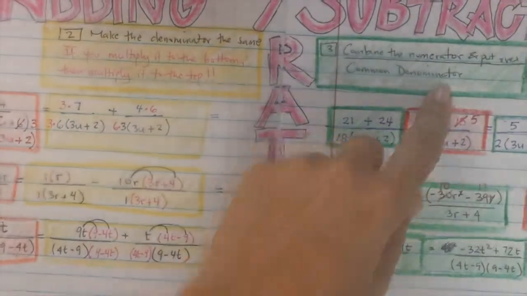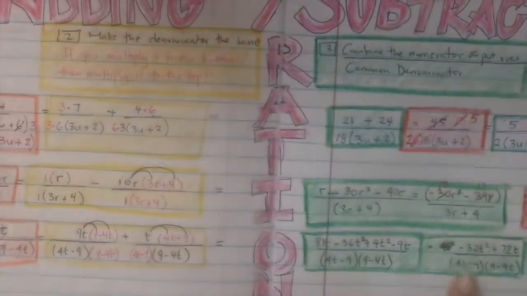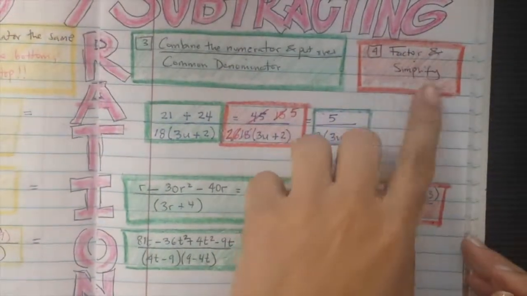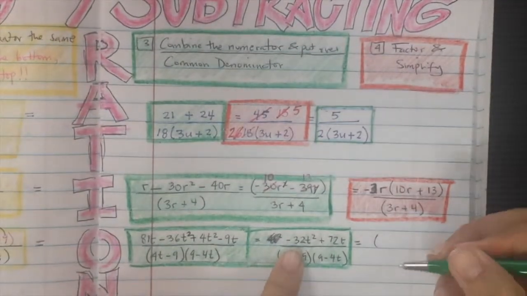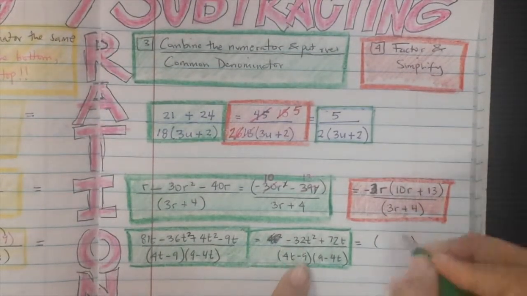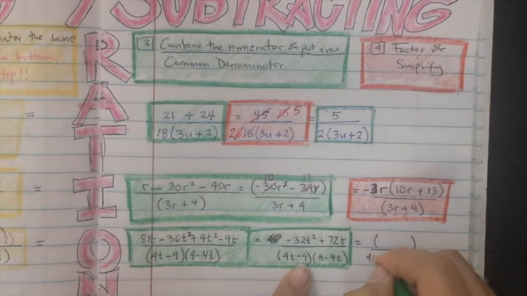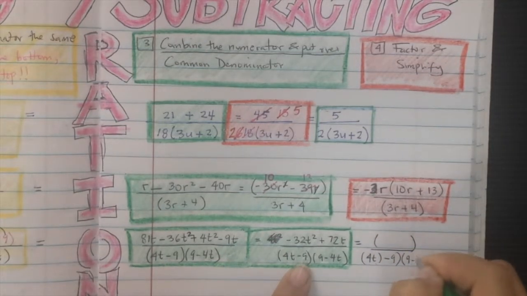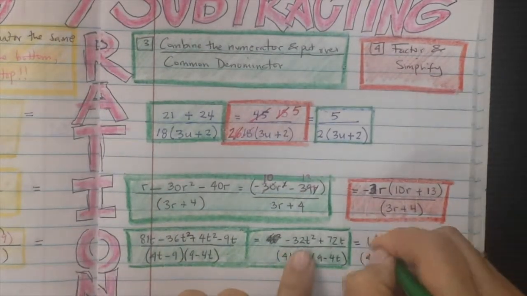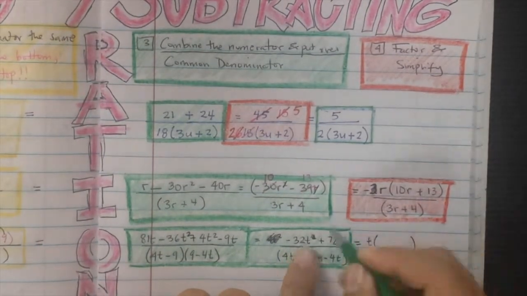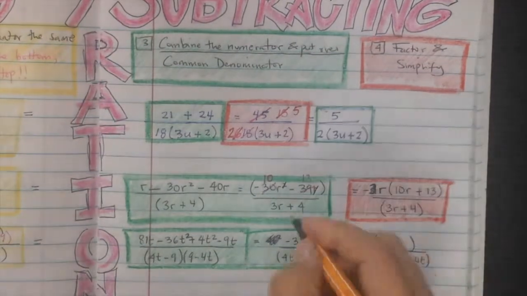And then the final step is going to be to factor and then simplify. Factor and then simplify. Alright, so draw parentheses, and we're going to take out something. And then the denominator is going to be the same because that's already factored. Alright, so what can we take out? So let's go ahead and do t outside. Okay, and then we'll say what's left inside.